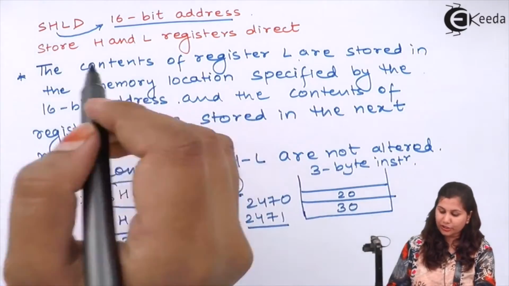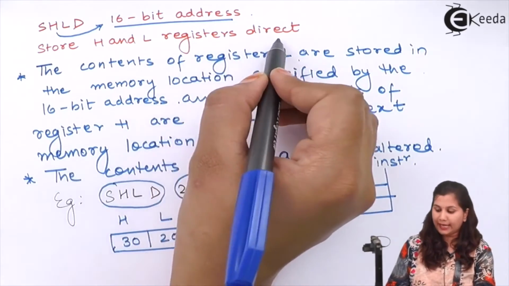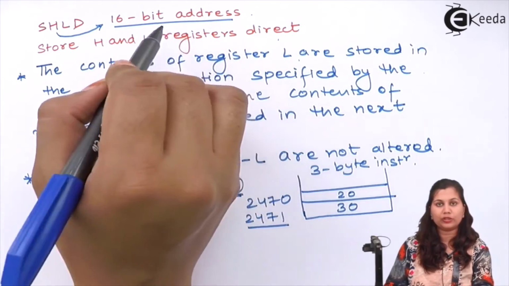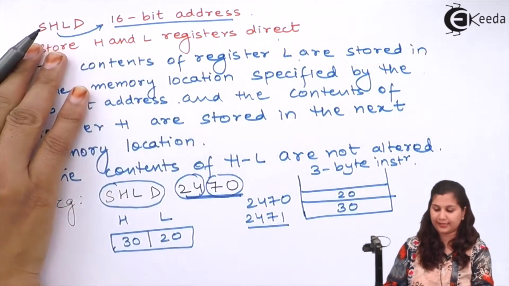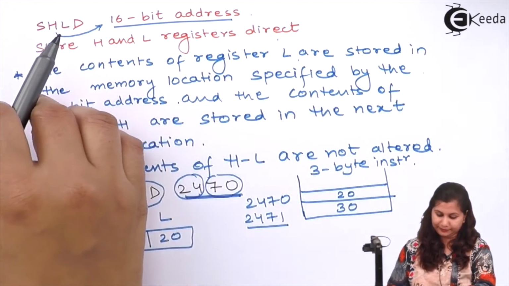So this instruction is storing the HL register pair directly, because the address at which the contents are to be stored is given in the instruction itself. So it is a kind of direct memory addressing.